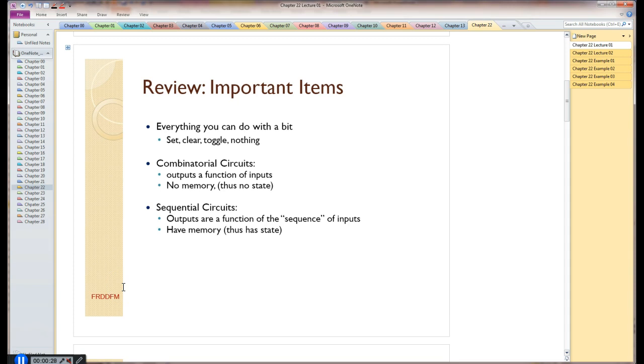Everything you can do with a bit: set it, clear it, toggle it, or do nothing with it. And do nothing is also referred to as a hold. There are two types of digital circuits, combinatorial and sequential. In combinatorial circuits, outputs are a function of the inputs. As a result, they have no memory. In a sequential circuit, the outputs are a function of the sequence of inputs, which implies it needs some recall of that previous sequence of inputs, and thus it has memory.